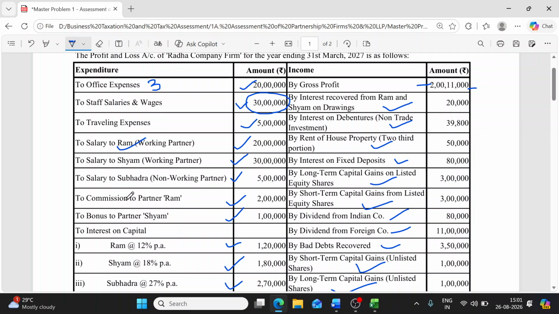Ram has been paid commission of rupees 2 lakhs. So in total he has been paid 22 lakhs, and Sham has been paid as a salary 30 lakhs and as a bonus 1 lakh. So in total he has been paid rupees 31 lakhs actually. So 22 lakhs to Ram and 31 lakhs to Sham. So 22 lakhs plus 31 lakhs is 53 lakhs.